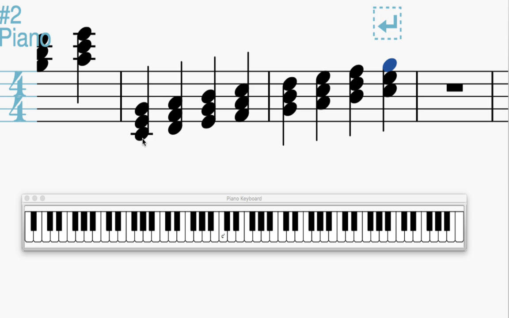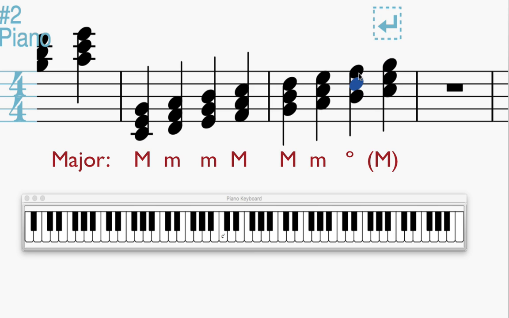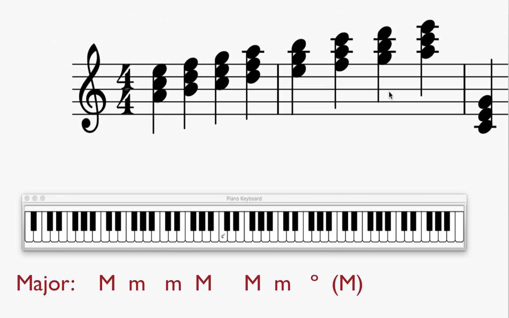So the pattern here is major, minor, minor, major, major, minor, diminished, major. Let's think about this for a second. Let's just use the diminished chord because there's only one of these. Let's just pinpoint on that. This is a B diminished chord, and it's the 7 chord, the 7th chord in the sequence. It's the chord built on the 7th in the key of C because B is the 7th in the key of C.